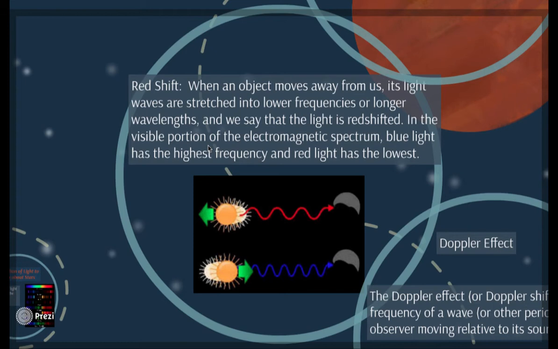So this is a form of the Doppler effect that we see with visible light, particularly when we're talking about stars in our universe. So when an object moves away from us, its light waves are stretched into lower frequencies or longer wavelengths, and we say that the light is redshifted. In the visible portion of the electromagnetic spectrum, blue light has the highest frequency and red light has the lowest. So astronomers can use this information to figure out the relative motion of different objects in our universe.